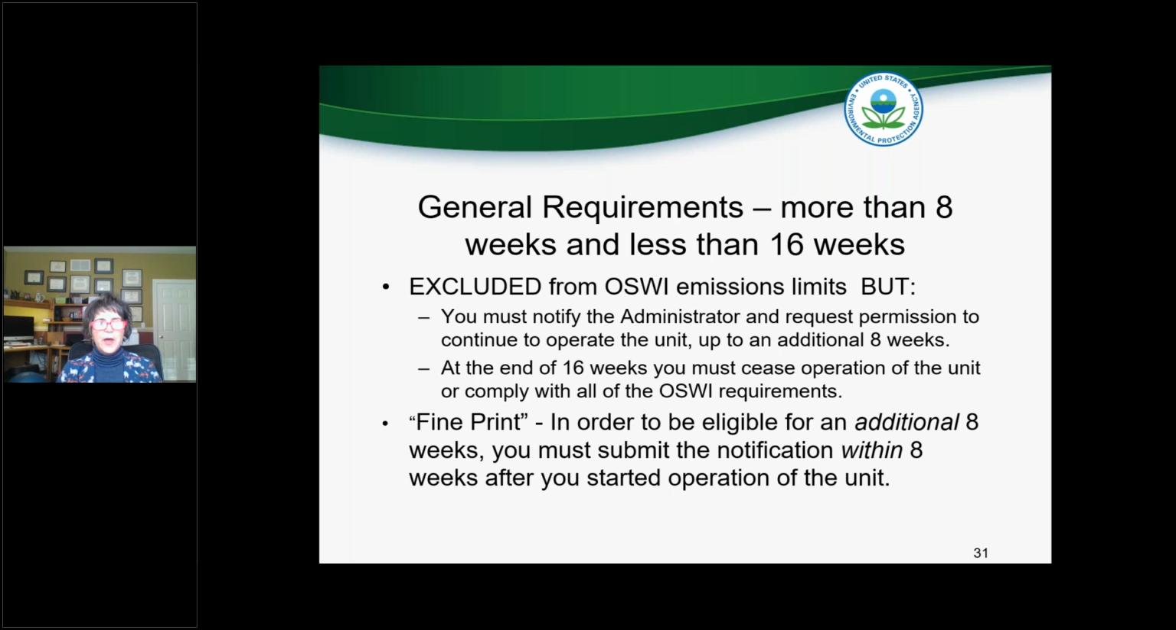So that's a little bit of fine print there that you need to consider. If you think you're going to need it for more than 8 weeks, go ahead and make sure that you can demonstrate, if asked, when you started using it, so that you can show that you're making the request within the initial 8 weeks from which you first started operation of the unit. All right, you can go on to the next slide.